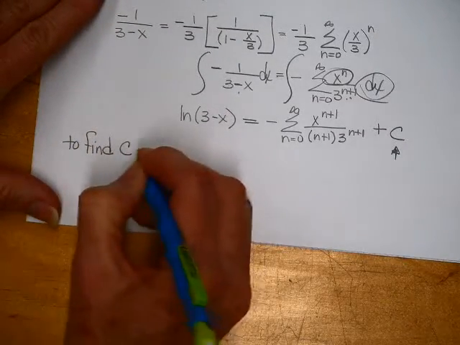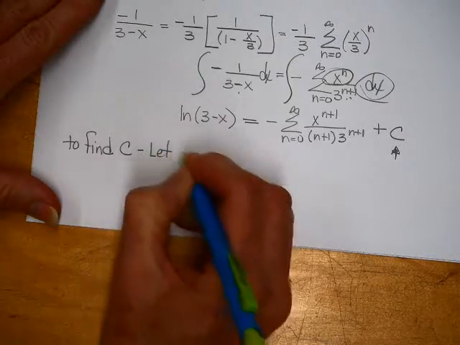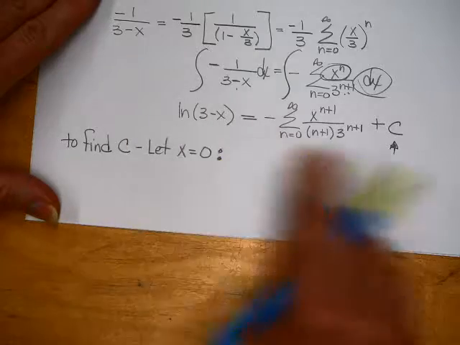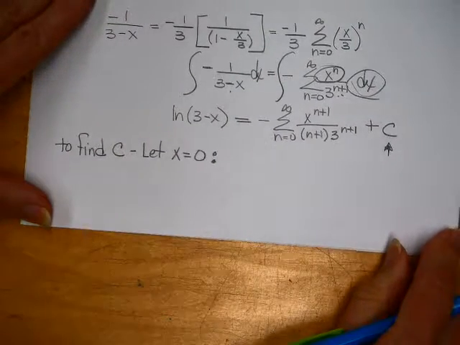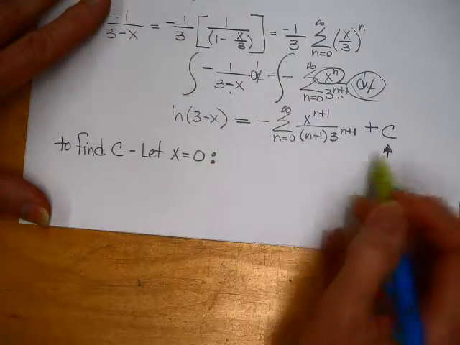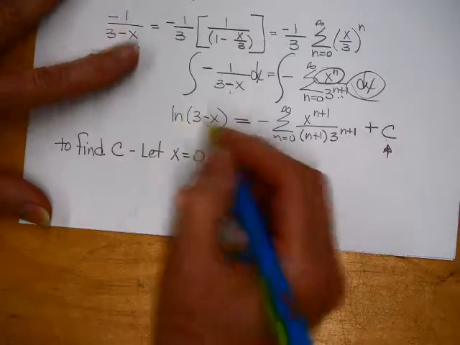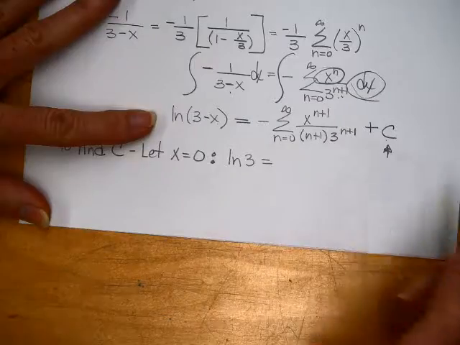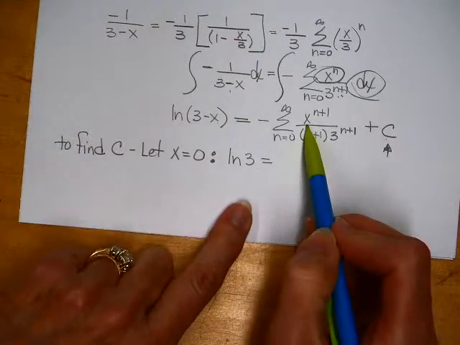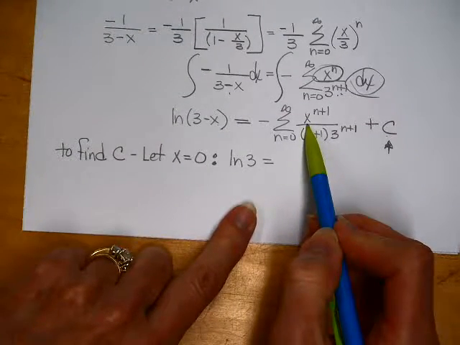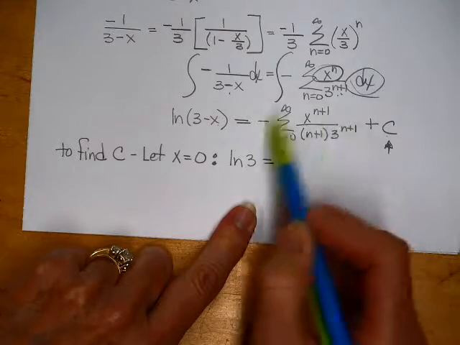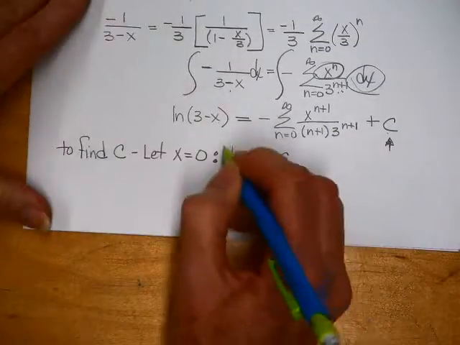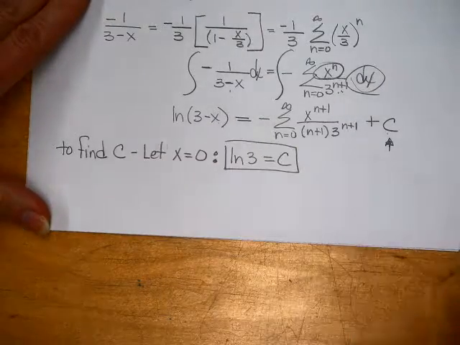To find c, let x be 0 in this equation, because that will help me solve for c. If I let x be 0, I have the natural log of 3 is equal to. If x is 0 right here, then this whole fraction is 0, and I'm left with c. So c is the natural log of 3.